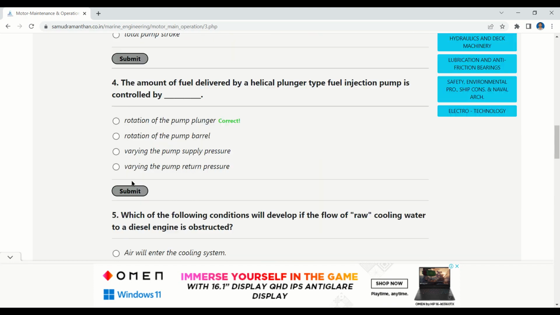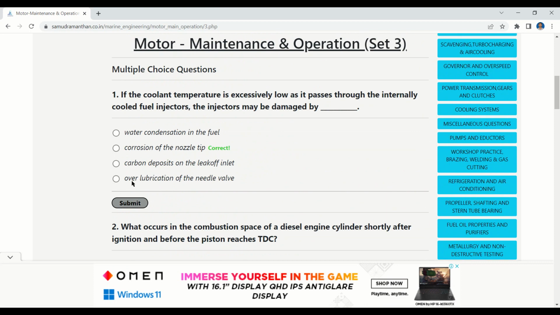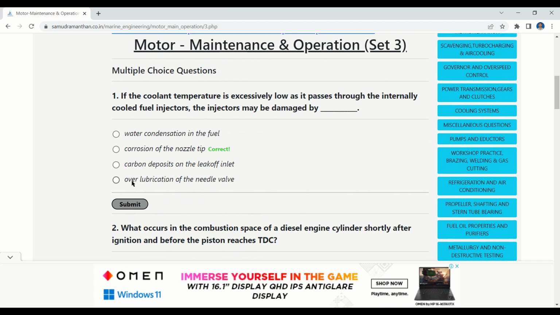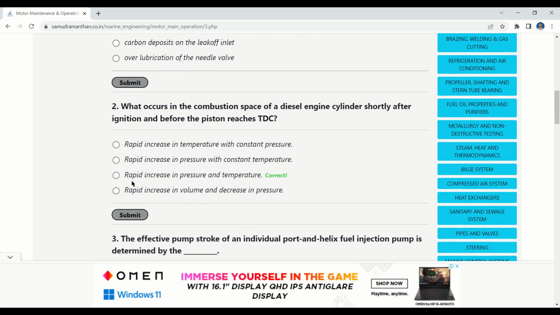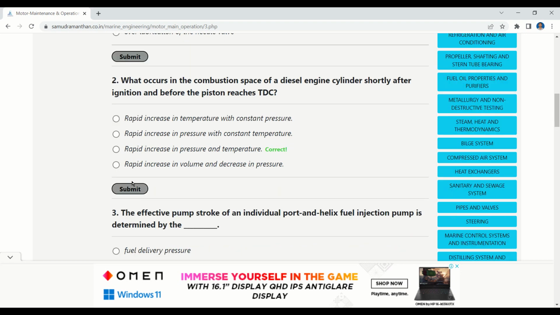Let's revise what we have studied in this video. Our first question was, if the coolant temperature is excessively low as it passes through the internally cooled fuel injectors, the injector may be damaged by corrosion of the nozzle tip. What occurs in the combustion space of a diesel engine cylinder shortly after ignition and before the piston reaches TDC? Rapid increase in pressure and temperature.